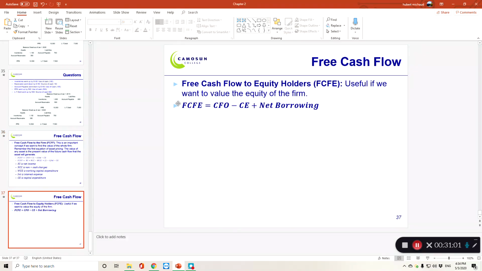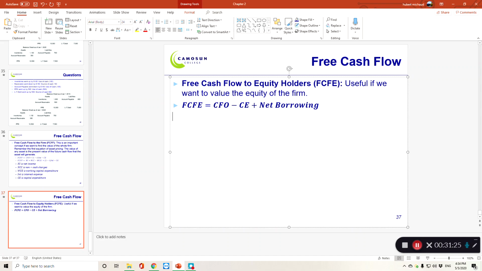The FCFE, the free cash flow to the equity holder, is the exact same concept, and it is useful if we want to value the firm from the equity holder's point of view. If we just want to think about how much the equity of a firm is worth, this is the free cash flow that you have available to yourself as an equity holder in this firm.